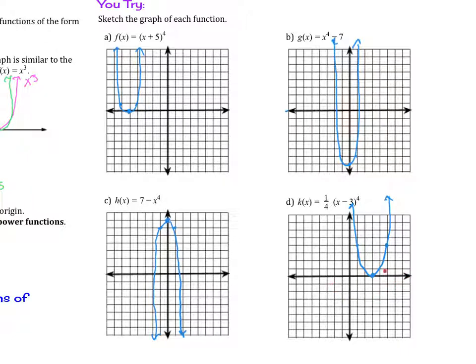And one thing that I did is I just plugged in a number. I plugged in 5. 5 minus 3 is 2. 2 to the 4th power is 16. 16 over 4 is 4. So that's how I got 2, 4. So you just plug in a number. I just plugged in a 5 in here and solved for it.